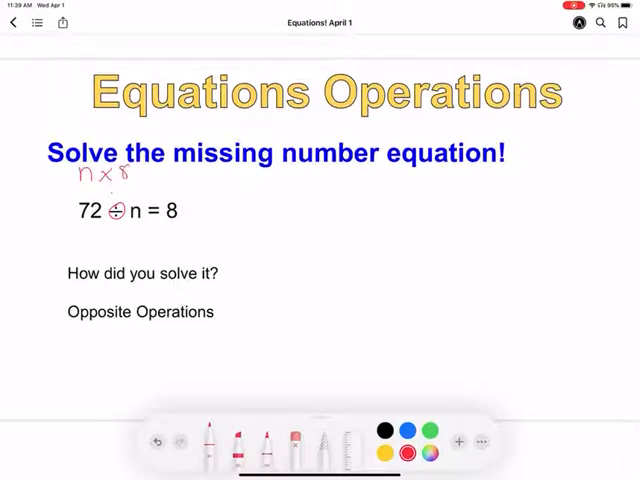N times 8 equals 72. And I know that if I'm going to do this one, I'm going to be counting up by 8s. Okay. And I'm going to stop at 72. 1 times 8, 8. 2 times 8, 16. 3 times 8, 24. 4 times 8, 32. 5 times 8, 40. That's 5 of them. I'll put 5 right there so I don't forget.